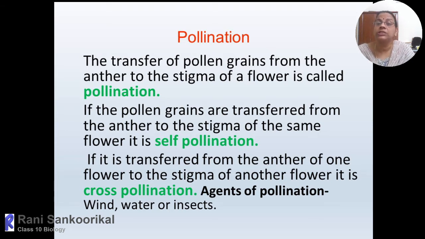In a bisexual flower, both male and female parts are present in the same flower. So the pollen from the anther can go to the stigma of the same flower. If it happens, then that type of pollination is called self-pollination. That means the pollination is between the male sex organ and the female sex organ of the same flower.